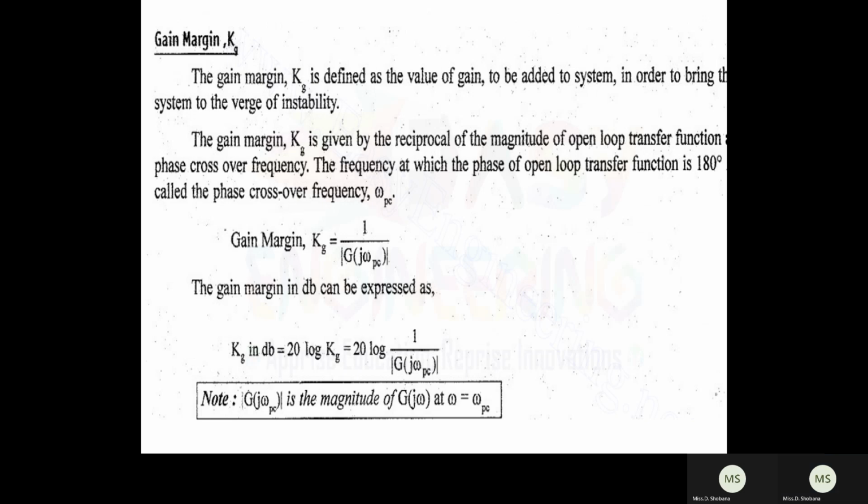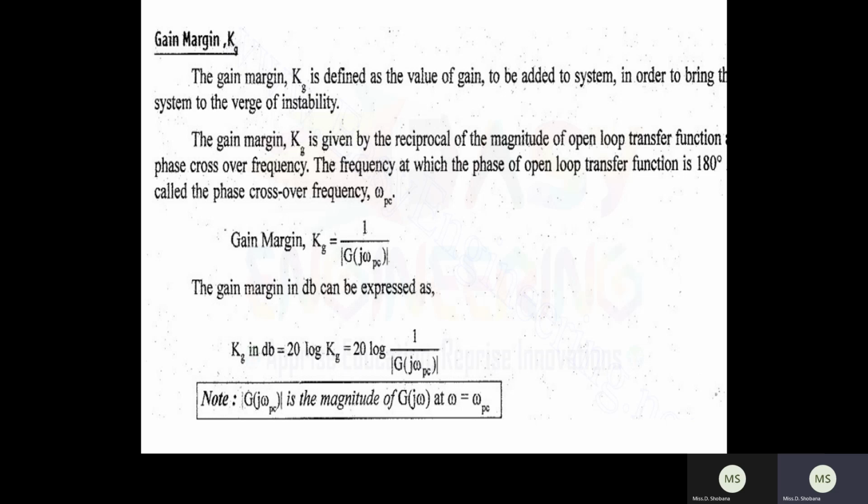And then we can go with the gain margin. Always gain margin will be denoted as kg. Gain margin is defined as the value of gain added to the system in order to bring the system to the verge of instability. The additional gain will be added to the system at the phase crossover frequency. First of all we should know what is meant by phase crossover frequency. Phase crossover frequency is the frequency at which the system phase angle is minus 180 degrees. That is your phase crossover frequency, always denoted as omega pc.